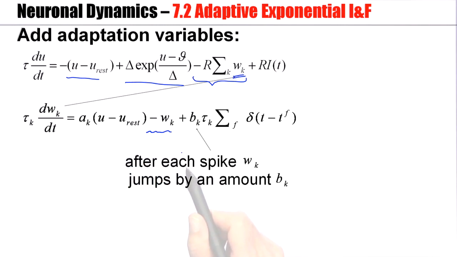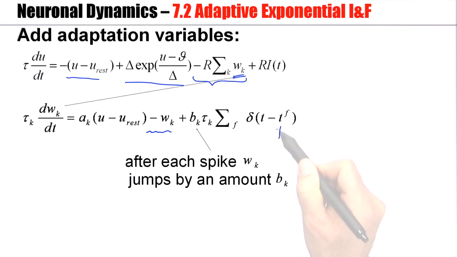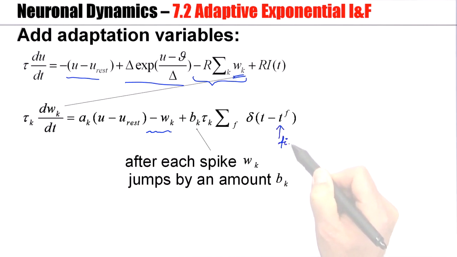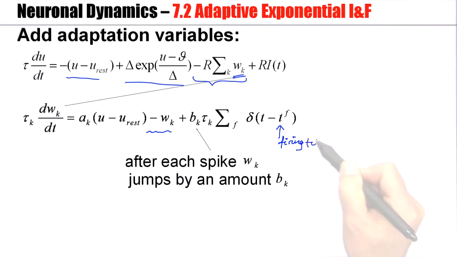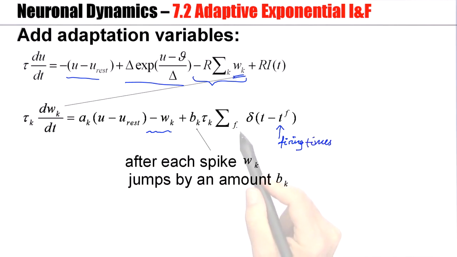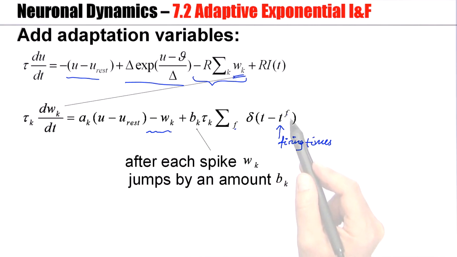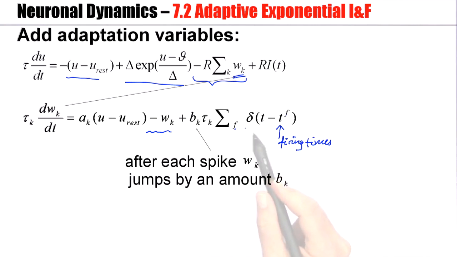And then there is an extra coupling, a coupling caused by spikes. These are the firing times of the neuron. F runs from 1 to 3 to 4 to 5, so this is a spike counter. And this is the Dirac delta function. Essentially this means that after each spike, the value of the W variable is increased by this amount, B sub k.